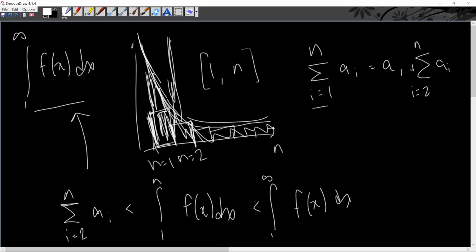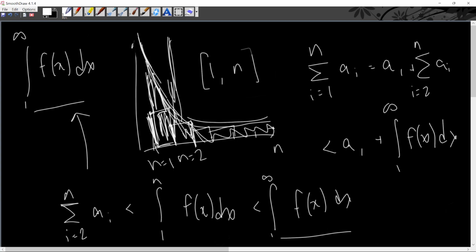So if this is the series from i equals 1 to n, then we can also say that this has to be less than a1 plus the integral from 1 to infinity of f of x dx.